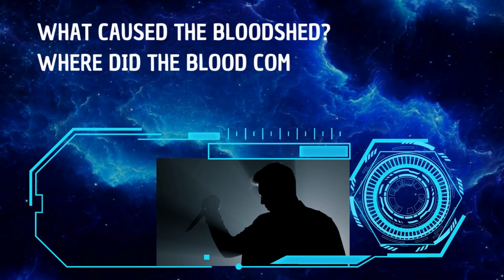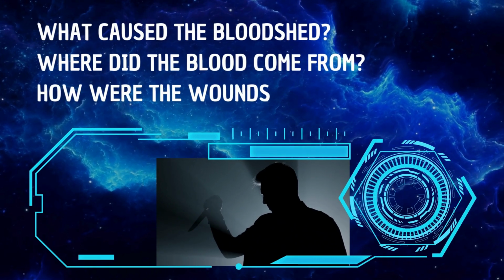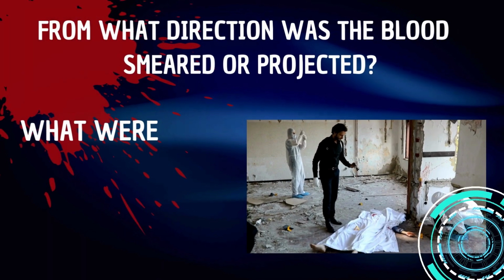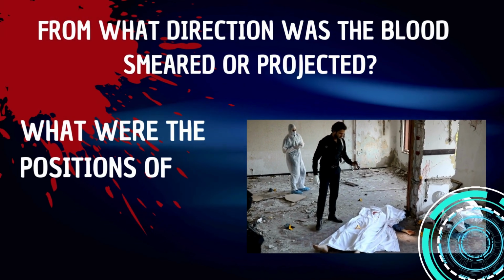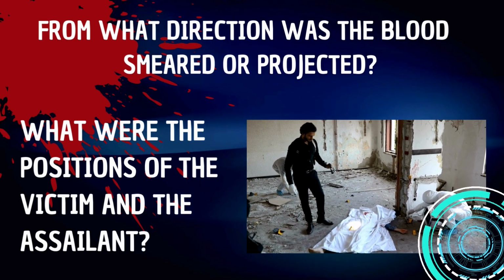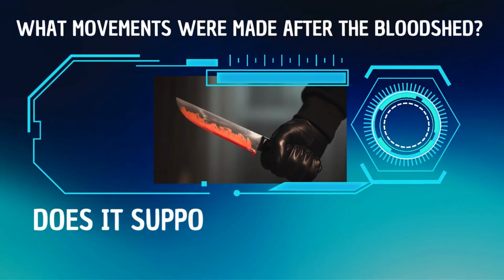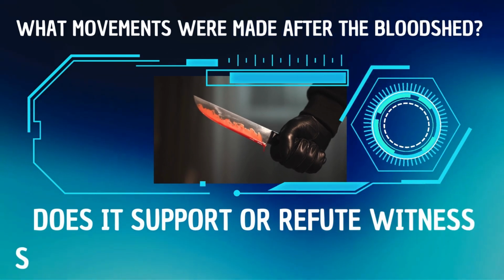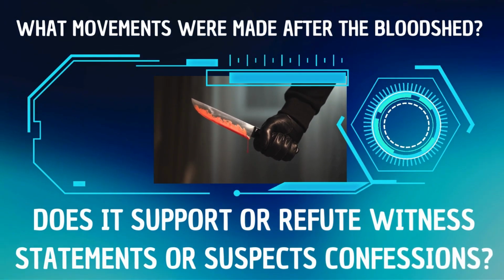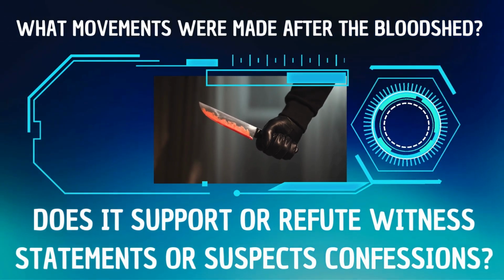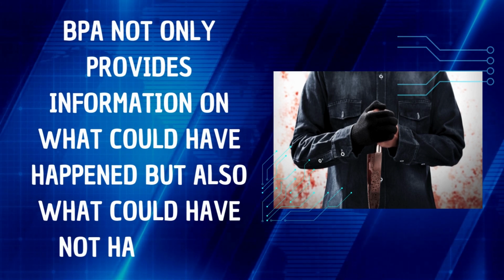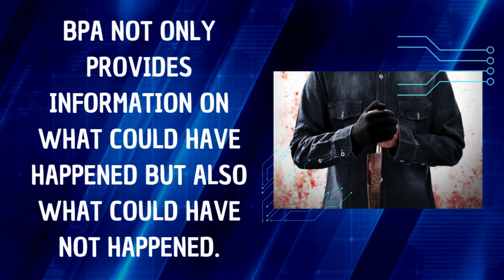Where did the blood come from? How were the wounds inflicted? From what direction was the blood smeared or projected? What were the positions of the victim and the assailant? What movements were made after the bloodshed? Does it support or refute witness statements or suspects' confessions? BPA not only provides information on what could have happened, but also what could have not happened.